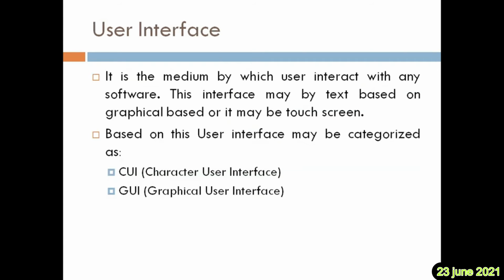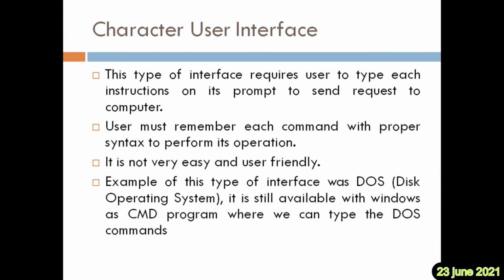What is exactly the user interface? We have told here one of the major functions. It is the medium by which a user interacts with any software. This interface may be text based or graphical based, or it may be touch screen also. Based on this, we can categorize the user interface as CUI, that is character user interface, and GUI, that is graphical user interface. What is character user interface?